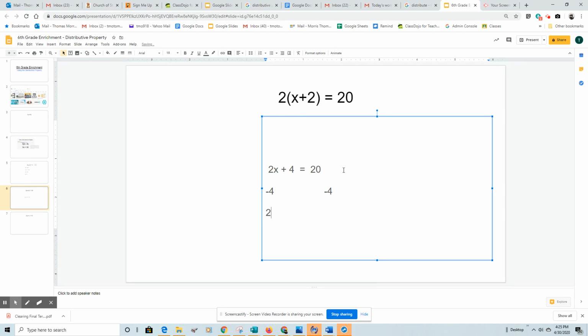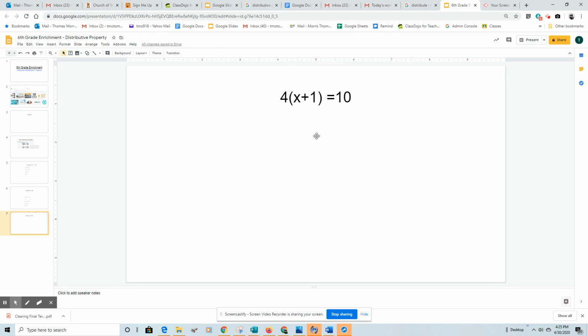All right, so I'm left with 2x equals, on the other side, 20 minus 4. I am going to simplify things there. So 2x equals 16. How many x's are divided by 2, right? Divide both sides by 2. And so now x equals 8. All right, so one more example. Let's take a look here.